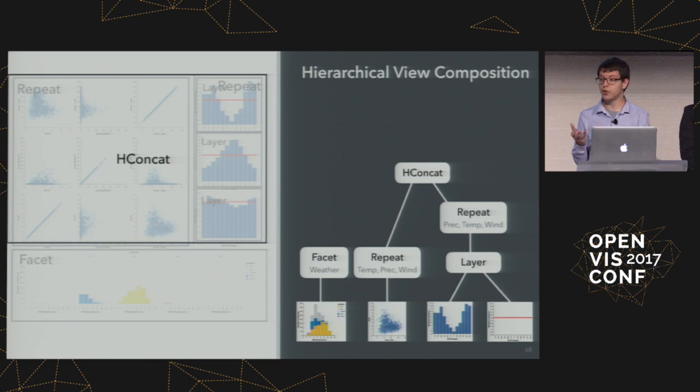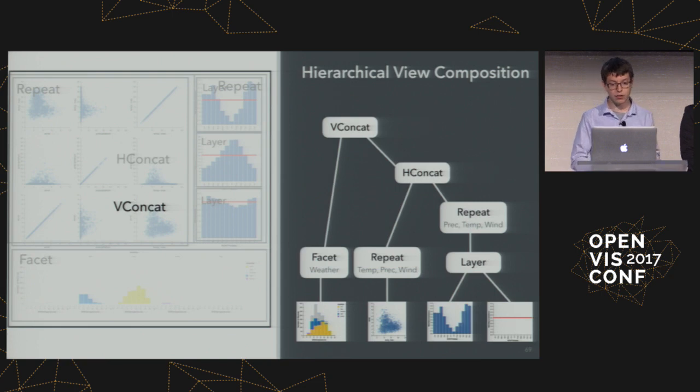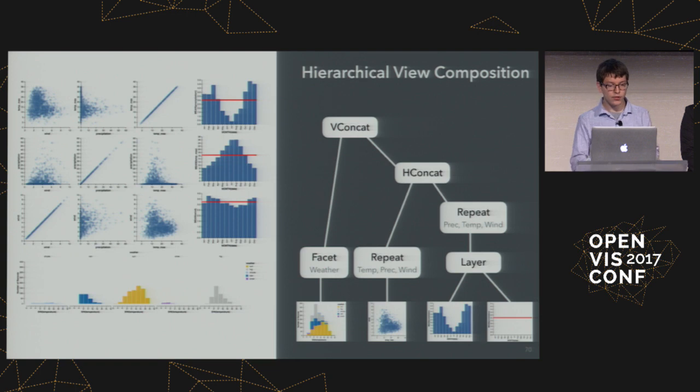But this hierarchical composition can continue. We can take the output of the repeat operation and concatenate it with the SPLOM. And then again, with the trellis display at the bottom. So now we have a complete dashboard described with a single specification. And because it is declarative, Vega Lite can optimize the underlying data flow and the visualizations.